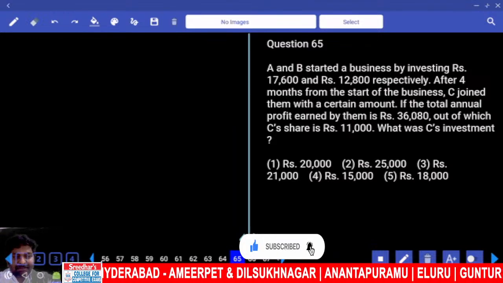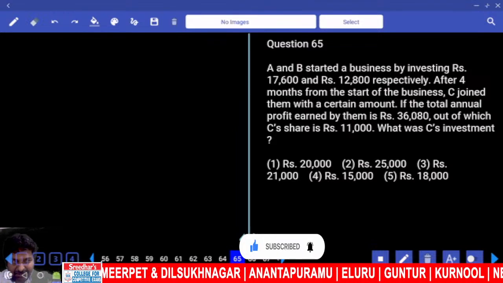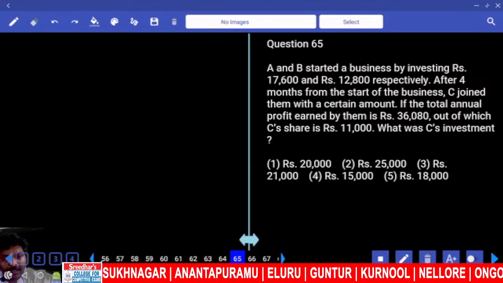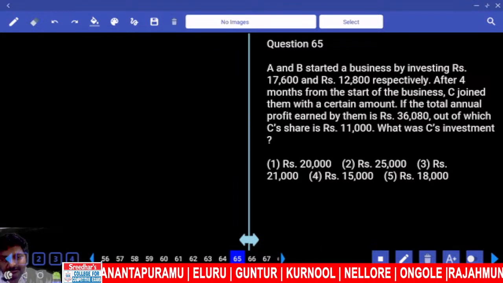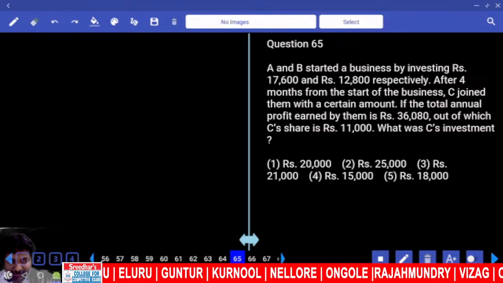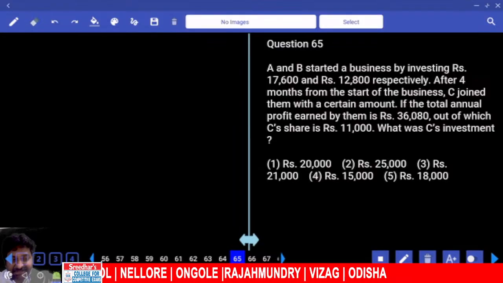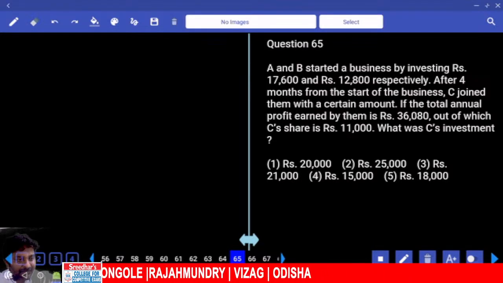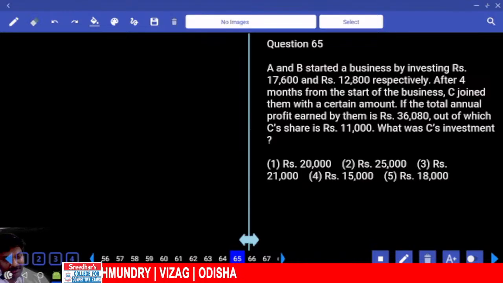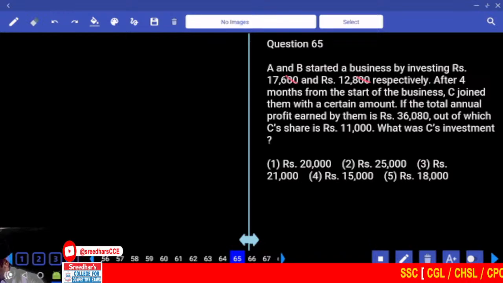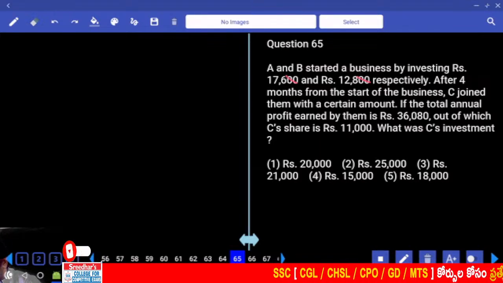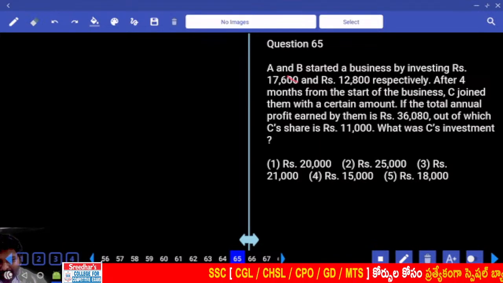A and B started a business by investing 17,600 and 12,800 respectively. 2 zeros are common. After 4 months from the start of the business, C joined them with a certain amount. If the total annual profit earned by them is 36,080, out of which C's share is 11,000, what was C's investment? A and B's investments have 2 zeros common. Question is about C's investment, which is in options. If you look at options, every option also has last 2 digits as 0. So, let us consider only first 3 digits.